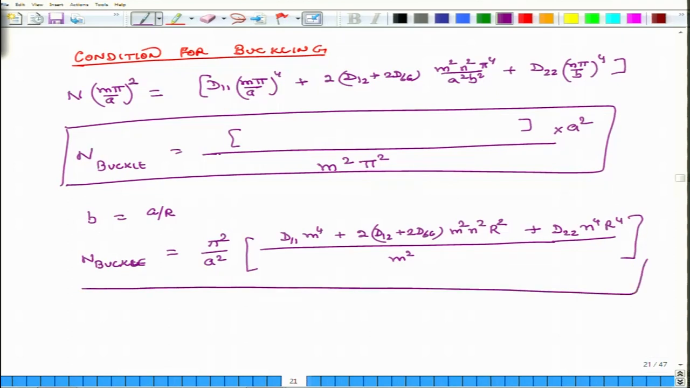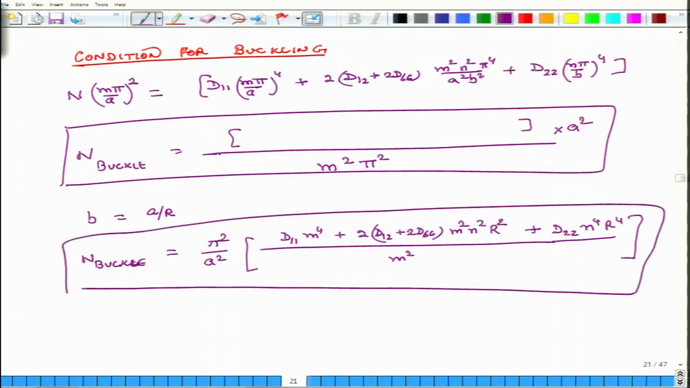And using this expression, once we know actual values of D11, D12, D66 and D22 and also the aspect ratio, we can compute the first buckling load. Because then we have to play with different values of m and n and see what is the minimum buckling load at which the plate is going to buckle. That is going to be the actual buckling load of the plate, because that is when the plate will buckle.